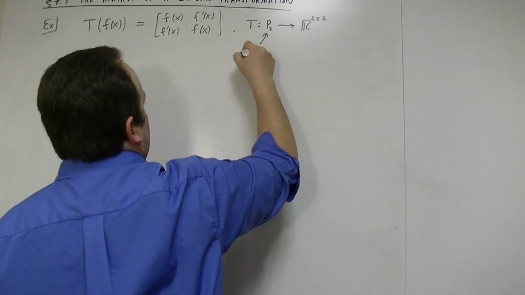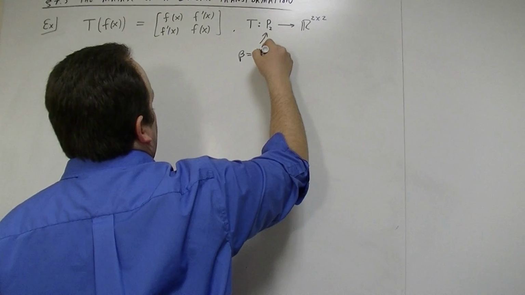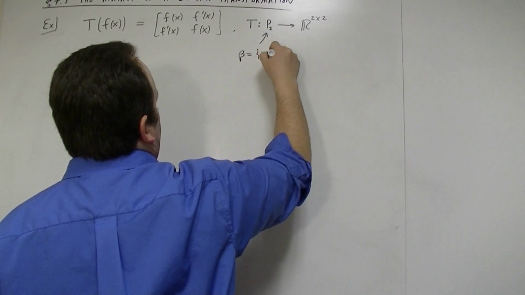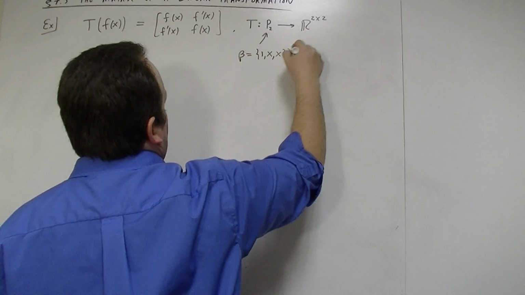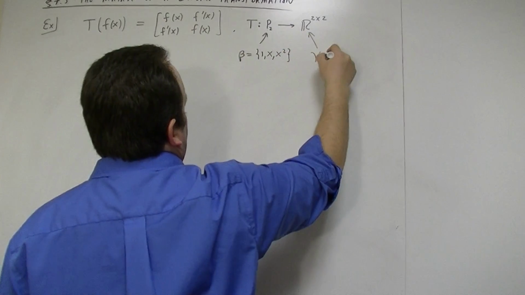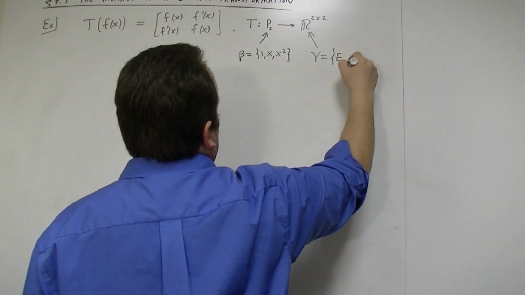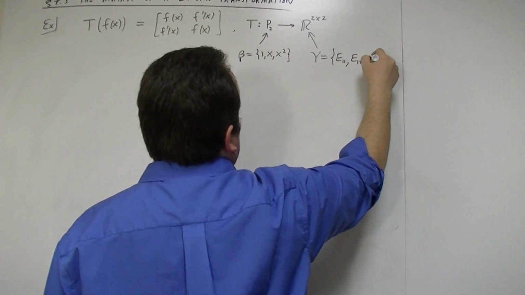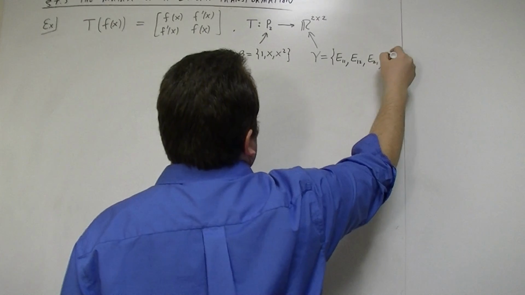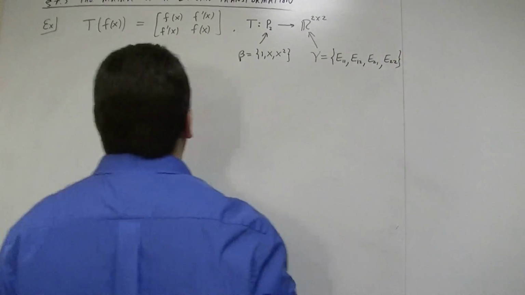So here we'll let the basis beta equal 1, x, x squared. And for gamma, I'll take the usual basis: E11, E12 for the first row, and then E21, E22 for the second row. Okay.